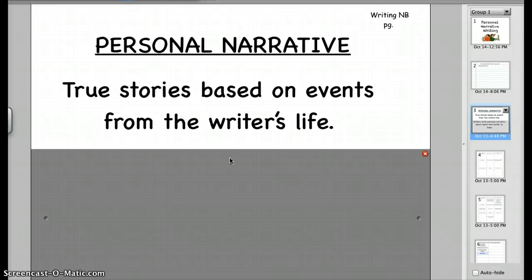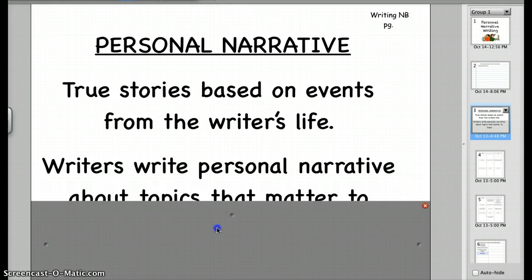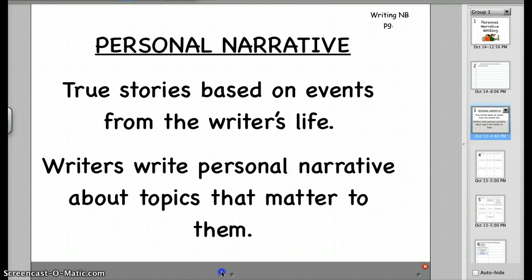Personal narratives are always stories from your life. To help you think of some possible personal narrative stories, we're going to come up with some topics. So again, in your writing lessons notebook, you should have written personal narrative, true stories based on events from the writer's life. And writers write personal narratives about topics that matter to them. I'll give you a chance to write this down. Teachers, you may press pause as necessary.